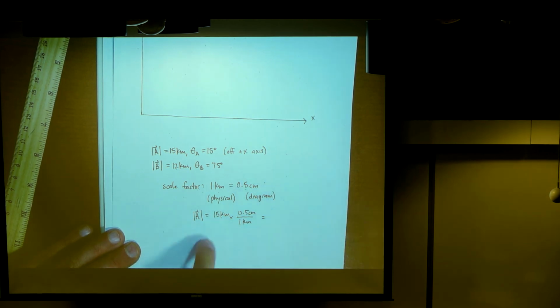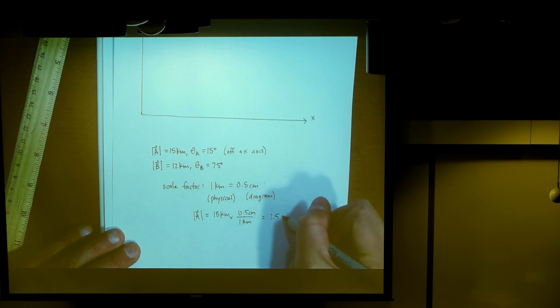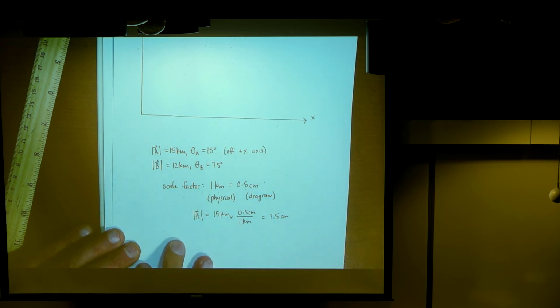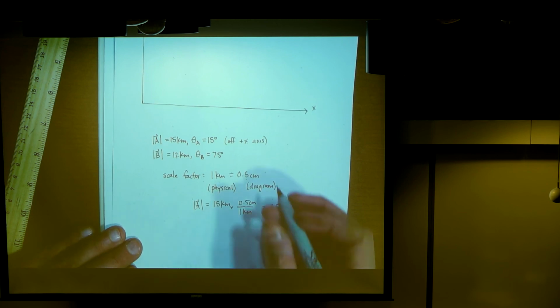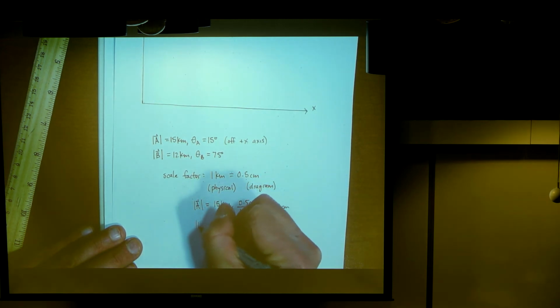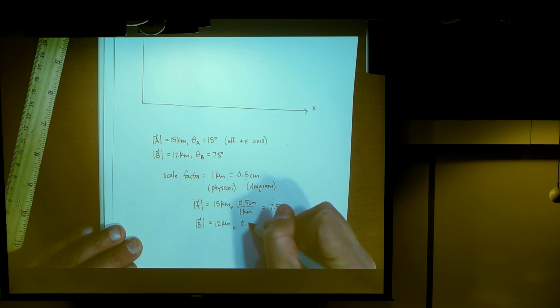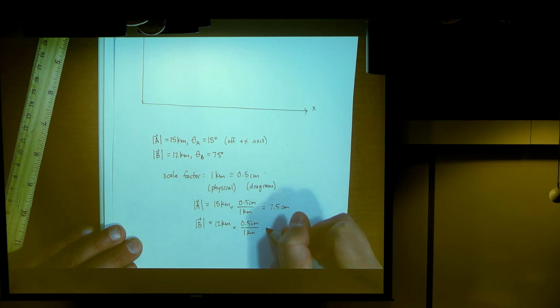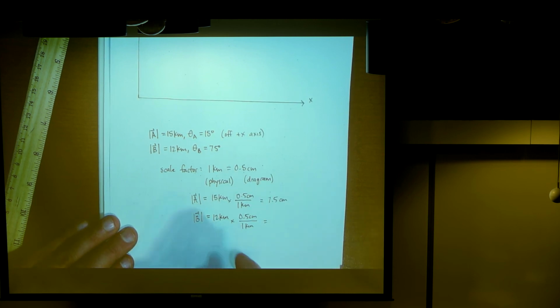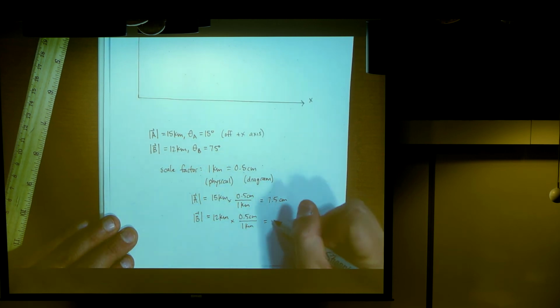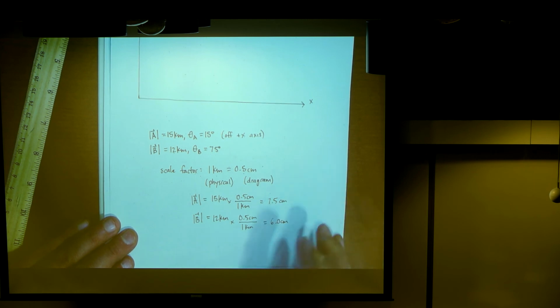So on the diagram, how long am I drawing this vector? It's just 7.5 centimeters, right? Half of 15. Okay? How long am I going to draw vector B on my diagram? I have 12 kilometers of actual distance in reality, but I'm going to scale it down so that 0.5 centimeters on the diagram is 1 kilometer, and that gives us, what length should I draw on vector B? 6 centimeters, right?